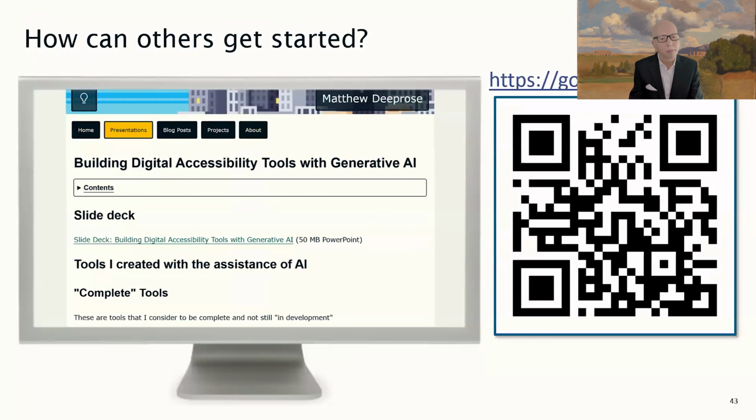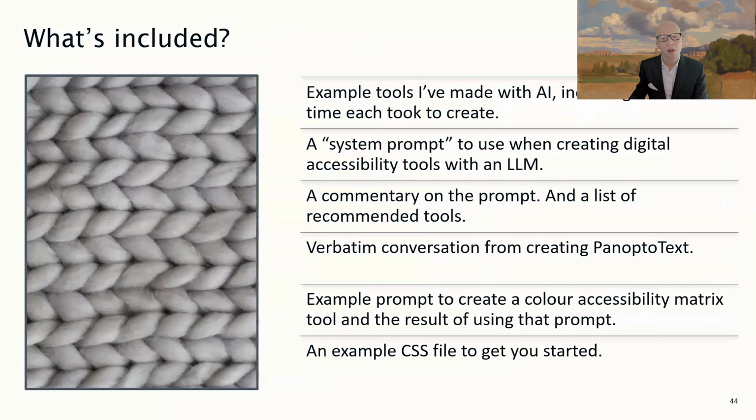So I've created a web page with my slides and resources to help you get started. And what's on there is links to all of the tools that I've demonstrated, a system prompt that I've crafted from years' experience of building accessibility tools with LLMs, with commentary explaining it. And as mentioned, I've shared the full Panopto text conversion and an example prompt to create a color accessibility matrix.